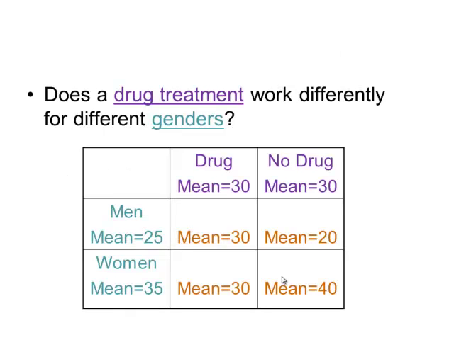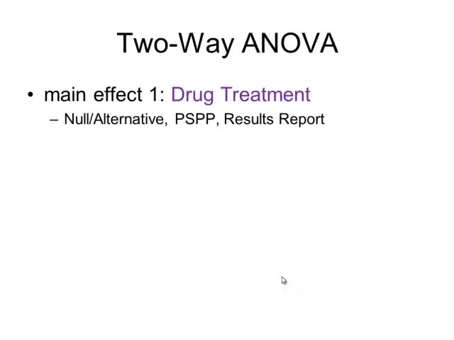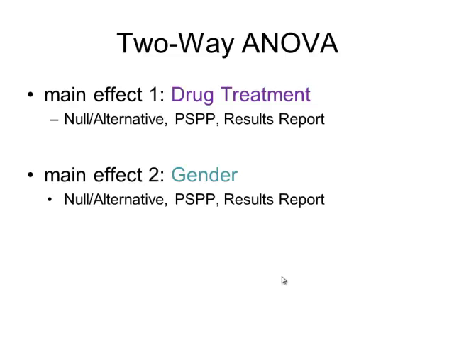So for a concrete example of this, if we go back to our question of does a drug treatment work differently for different genders, and we look at sort of the same data that we had been, what this means is that for the first main effect, which was drug treatment, you would have to write a null and alternative hypothesis. You would have to look to the PSPP output for the F, and then based on that, write a results report, including the report of the F value and, if needed, any post-hoc follow-up. For the second main effect of gender, you would do the exact same thing. You would write a null and alternative hypothesis. You would look at the F value in the PSPP output, and then you would write the results.